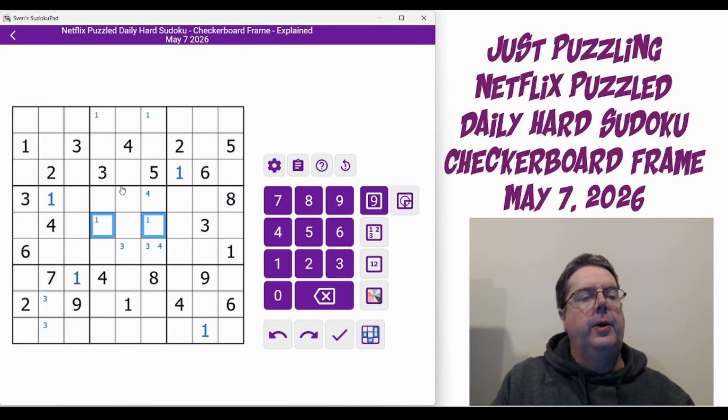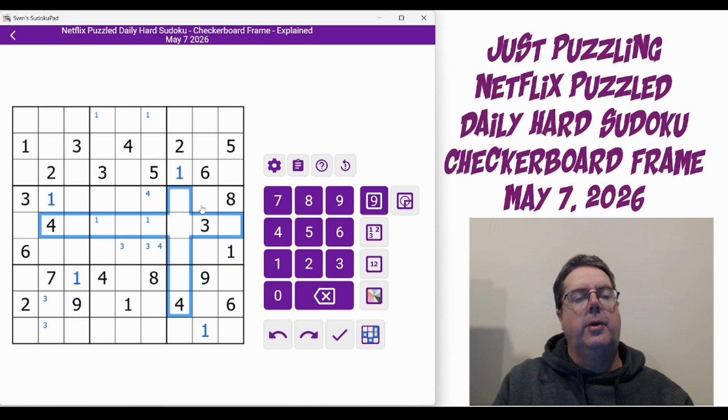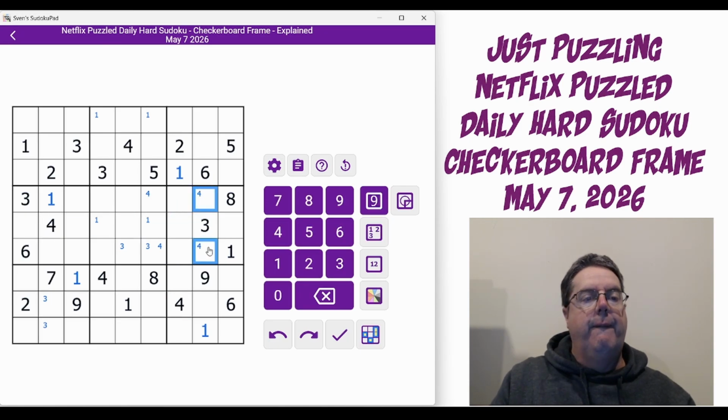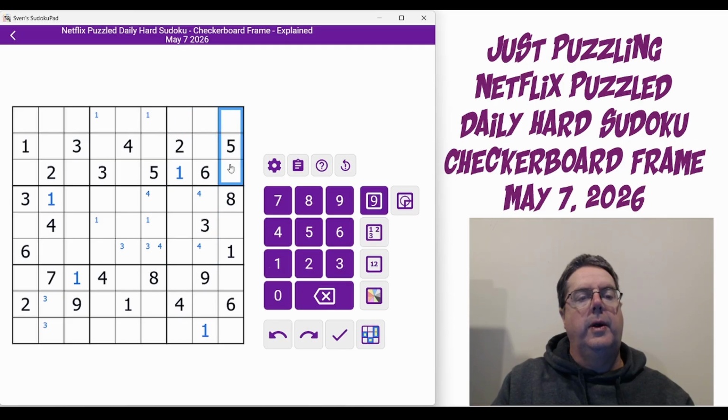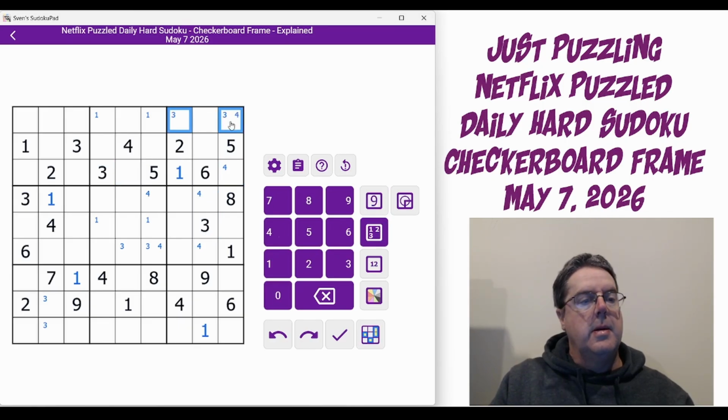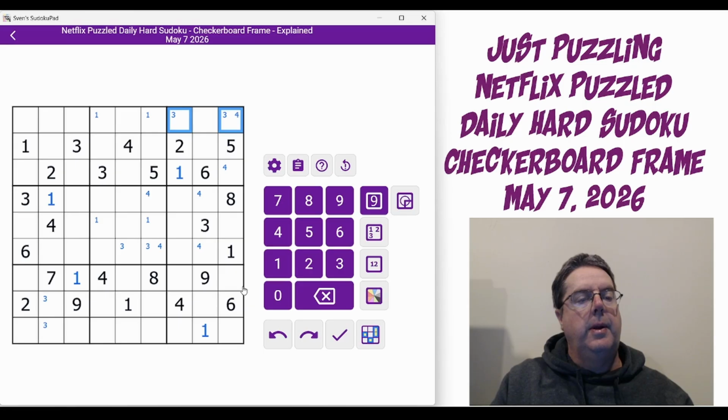Alright, so 7's there, 6, 2. 2 can be here. 4 comes across here, 4 comes up here, so 4 is one of these two. 4 comes up here, 4 comes up here, so 4 is one of these two. 3 comes up here, 3 comes across here, so 3 is one of these two. 3 can be there, 3 can be there.